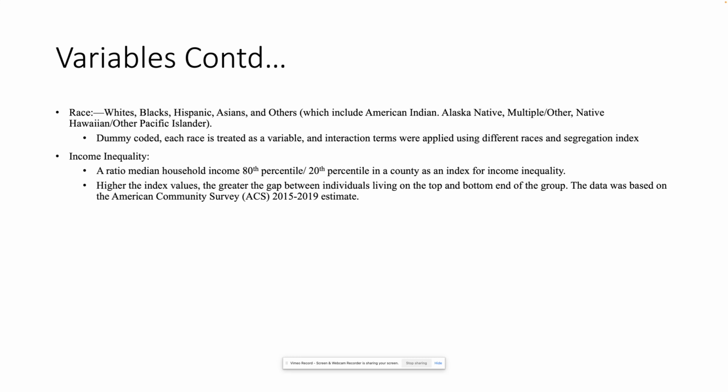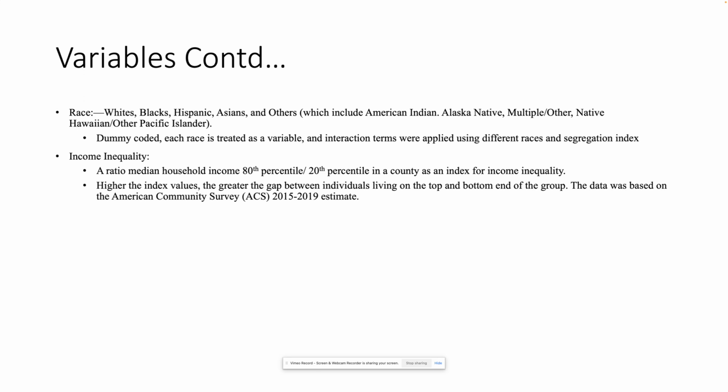Race categories were white, black, Hispanic, Asians, and others. Others included American Indian, Alaska Native, multiple races, Native Hawaiian, and other Pacific Islander. They were dummy coded, making each race an individual variable.